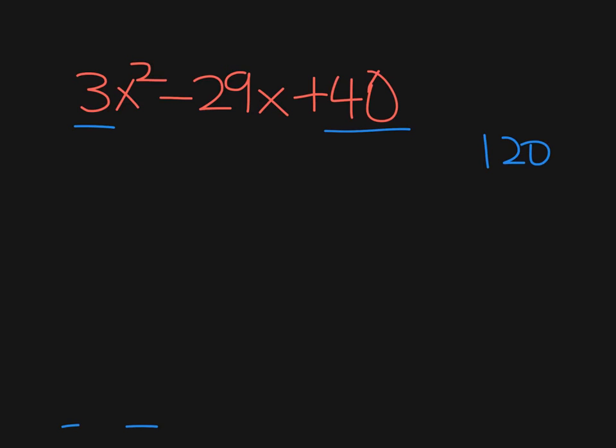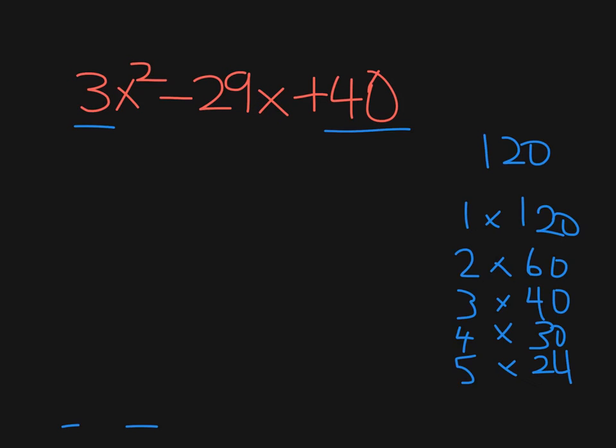This might take a little bit more time to figure out, but 120, what multiplies to make 120, but adds to make negative 29? So that took a little bit of practice, but I got to 5 and 24. So this is going to be the one I'm using here. So I'm going to rewrite this out now. So 3x squared, that's going to be here, minus 5x minus 24x plus 40.